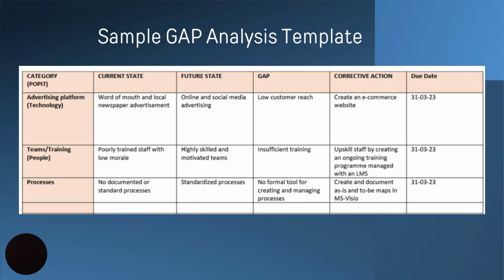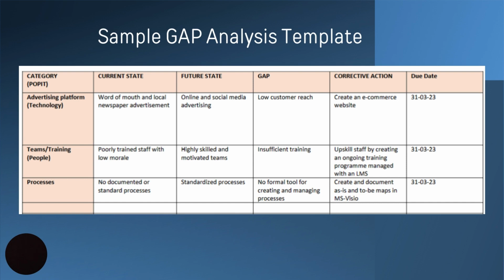The next slide you see is a sample of a gap analysis template, which you can use to carry out gap analysis. Now, that simple template shows you the category. Remember the PUPPET model we just talked about. In this example, we're looking at three areas of the business: the technology, the people, and the processes. Now, for the technology, we look at the current state. We are saying in this example, the current state the organization is using is word of mouth, local newspaper, and advertisement. The area we're looking at is the advertising platform, which will fall under technology in the PUPPET model.